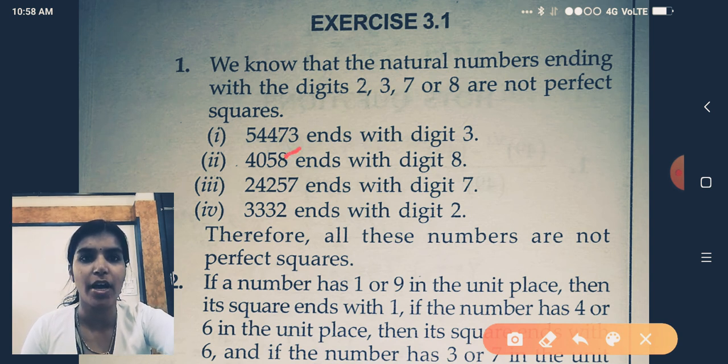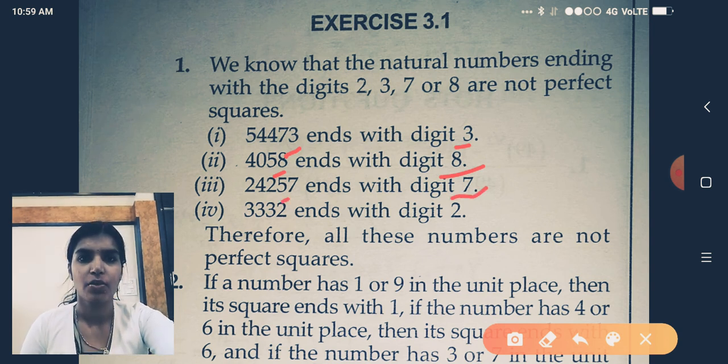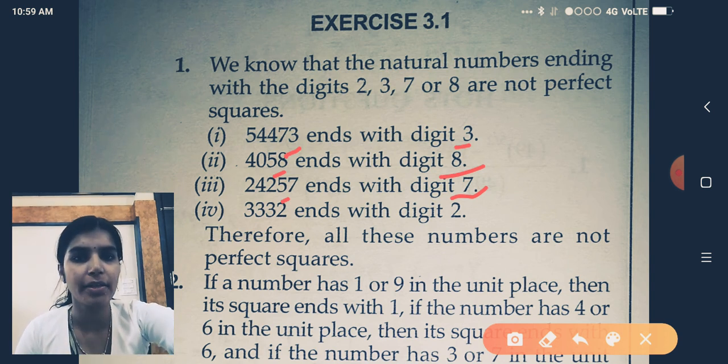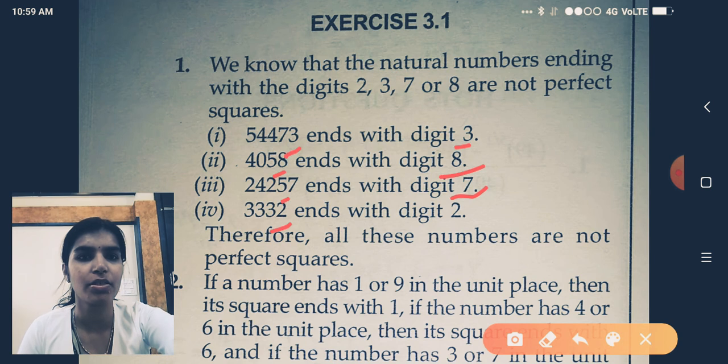So your number is 54,473. The last digit is 3, so that number ends with 3. Then next, 4058, that number ends with 8. Then 24,257, the last digit is 7, so our number ends with digit 7. And in the fourth example, 3332, that number ends with a digit 2.